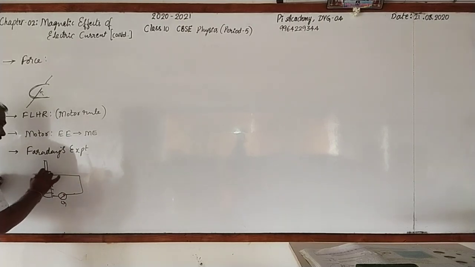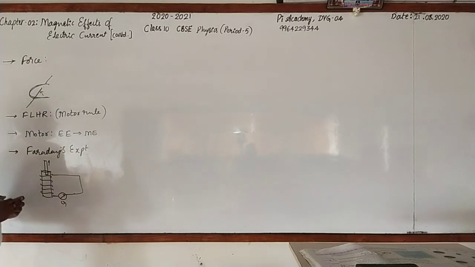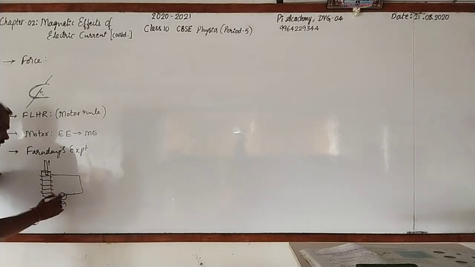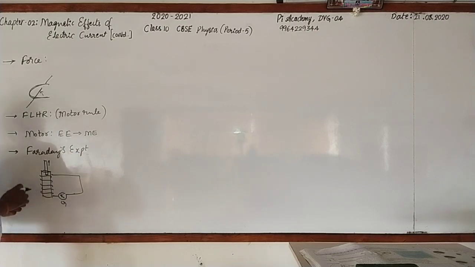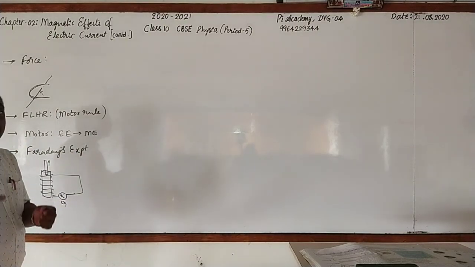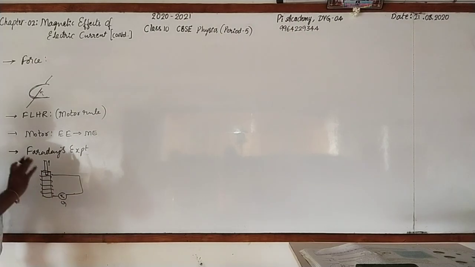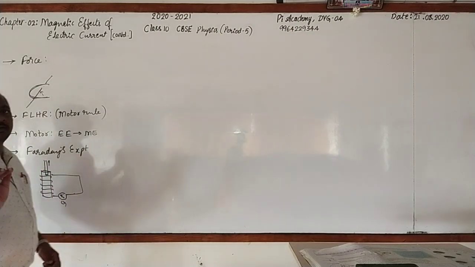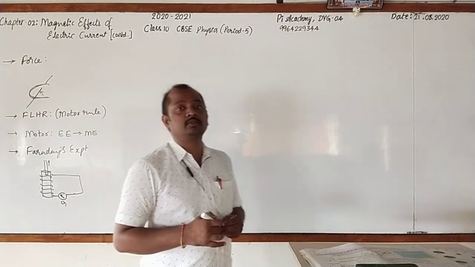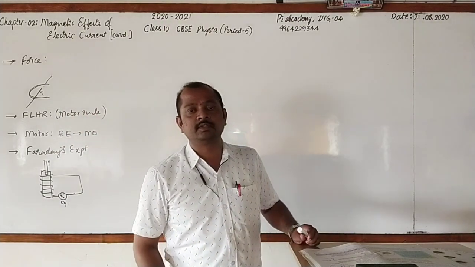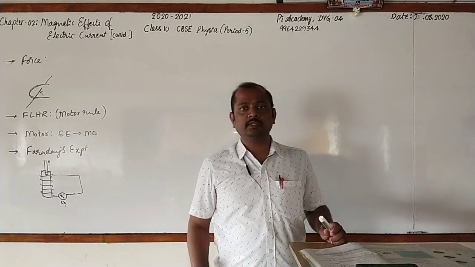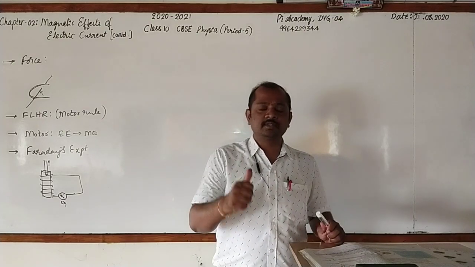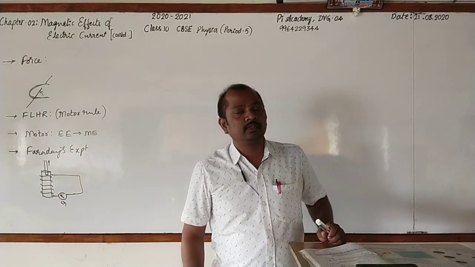Then he pulled the magnet back from the coil. Again there was a deflection in the galvanometer, but in the opposite direction. That also indicates current is induced. Then when the magnet is kept inside the coil at rest, there was no deflection, which indicates no current is induced. So what is the reason for not inducing the current?